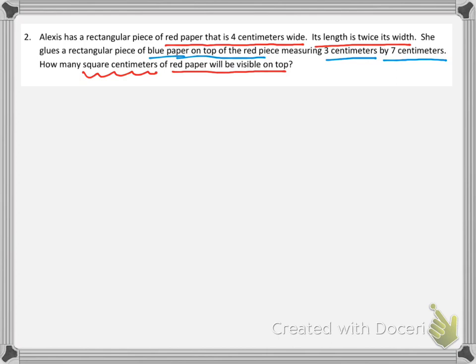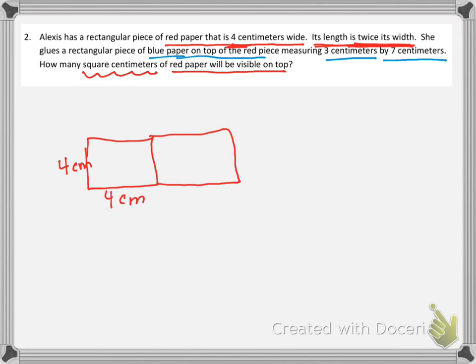And our red paper is about 4 centimeters wide. All right? And we have to make its length twice its width. So if our width is 4, we have to make another box. And that one is going to be 4 centimeters also, because it's twice its width. So here's 4 centimeters, and here's 4 centimeters. So now we have a width that is 8 centimeters.